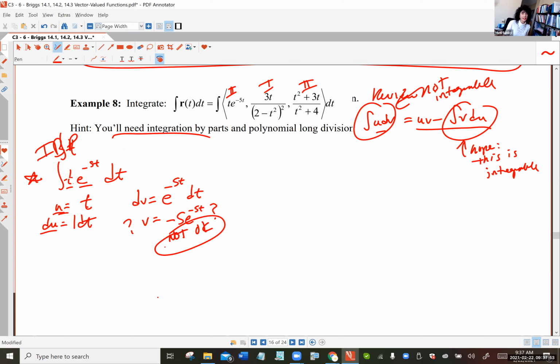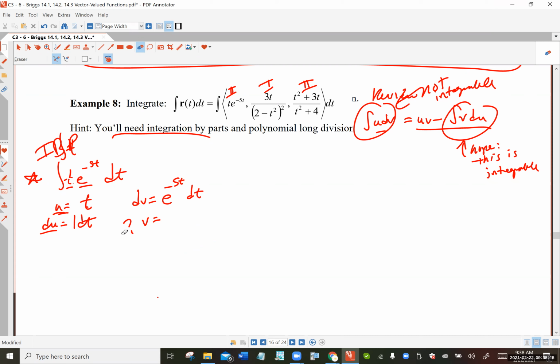Why is that wrong? And yet I see Calculus 3 students doing this all the time. And then when that happens, I don't even grade the rest of your problem, to be honest. I just give you a 0 because I'm so mad at you. Why is that wrong? What did the person do by accident? They did derivative. They took a derivative, not an integral. Good. So when you're getting the v, be sure that you're integrating the dv.